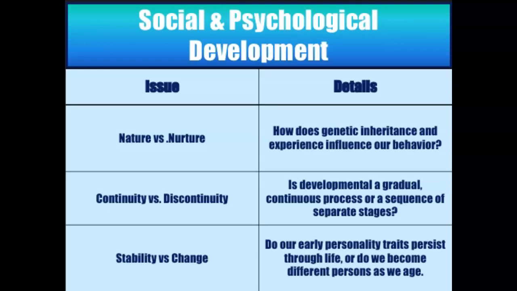So lastly, we have stability versus change, and this is just discussing really our early personality traits. So whether or not we're very irritable or kind of out of control, very aggressive, very loud. Are these traits going to be something that are stable over time, or are these going to change later on in our lives? So these are really the dilemmas between social and psychological development in humans.